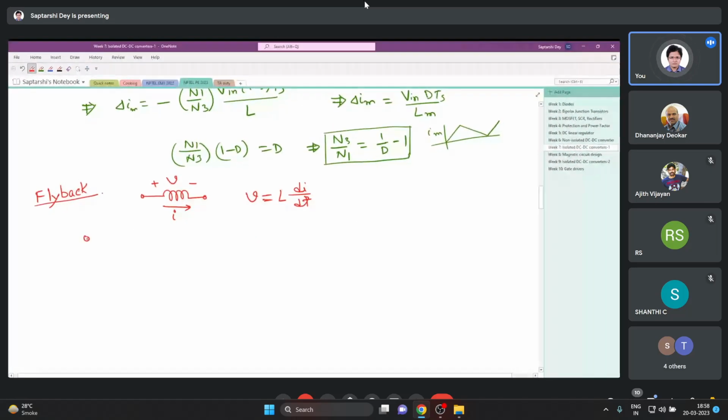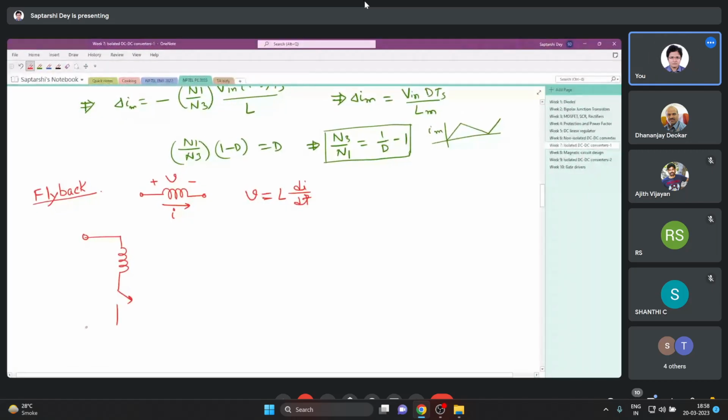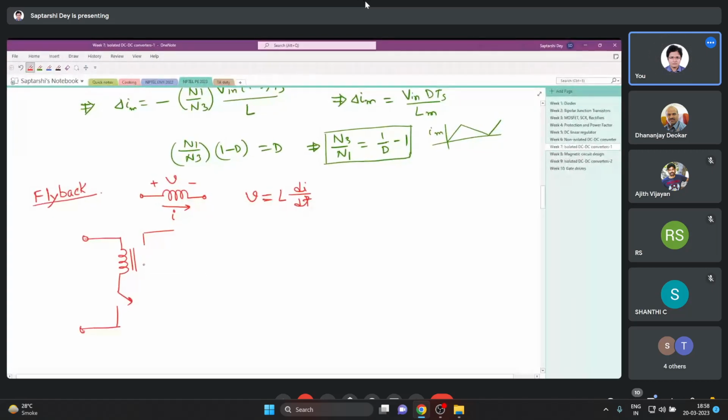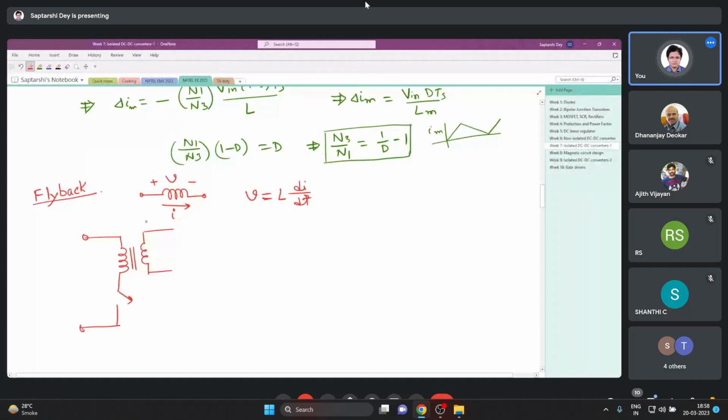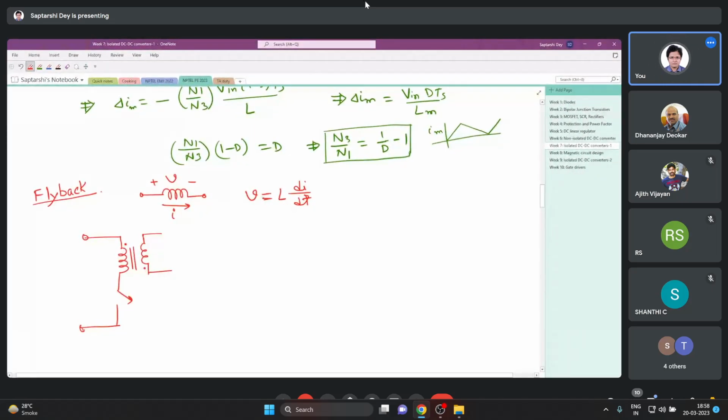So this is the flyback converter, this is the inductor. Sometimes we study the forward converter first, assuming that the transformer is ideal, then we see what will happen and what we have to do if the transformer is non-ideal. Flyback you can never study assuming it is an ideal transformer. In fact, it works like a coupled inductor.